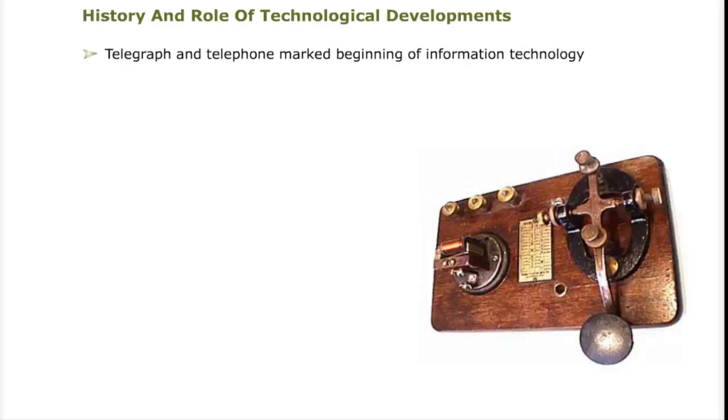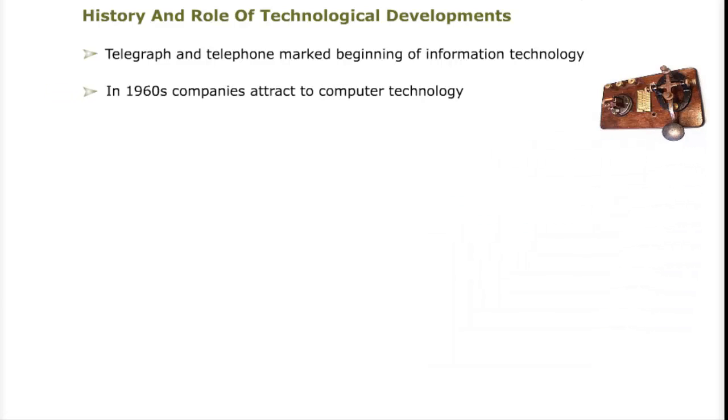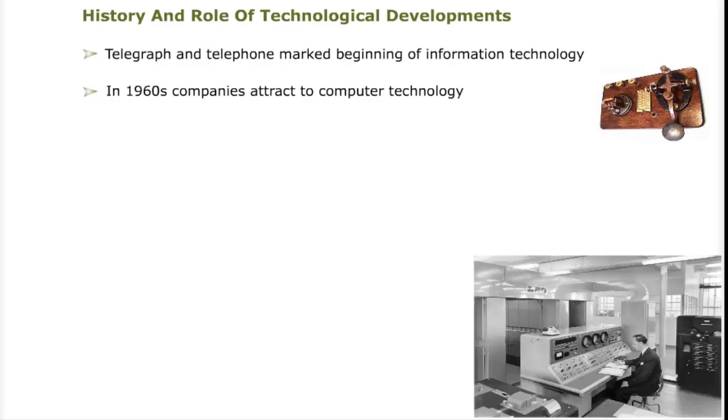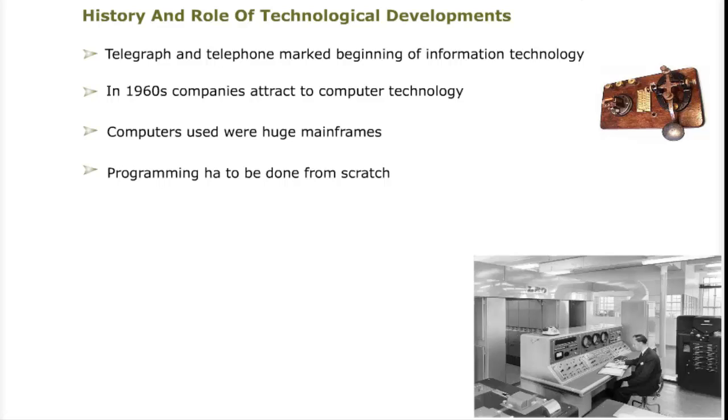History and role of technological developments. 19th century developments such as the telegraph and telephone marked the beginning of the rapid growth in information technology. In the 1960s, some companies became attracted to computer technology to handle data processing. Computers used by these companies were huge mainframes. Programming had to be done from scratch because there was no packaged software, and computer programmers were often people with no expertise in business who owned the technology.